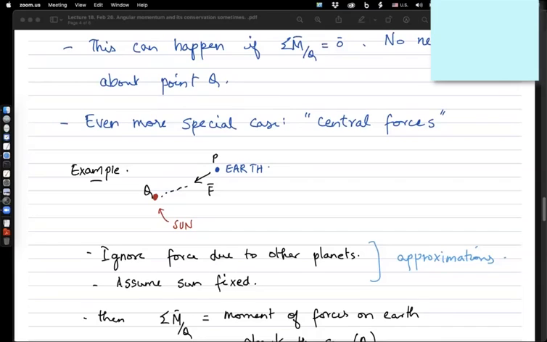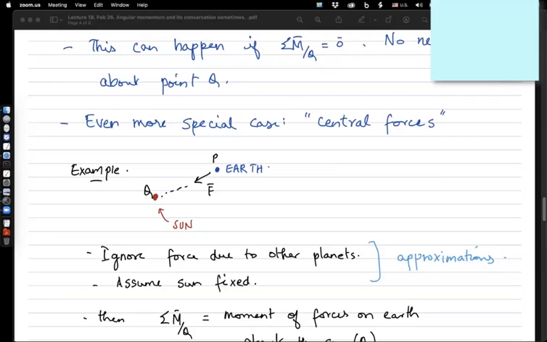But for the purposes of this sort of problem or this setting, while in the real solar system there are other planets, Mars, Venus, and there's also the moon that's relatively close to the Earth. There are other planets and satellites that also exert some force on the Earth. But for the purposes of this discussion, we are going to ignore that, okay? Ignore the forces due to other planets and ignore the fact that the sun can also move. For now, assume the sun to be fixed.